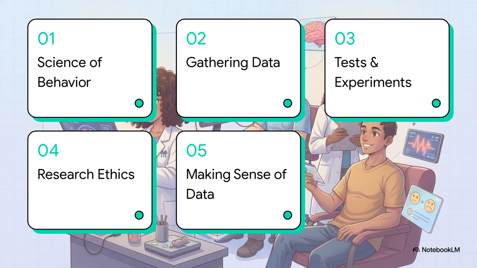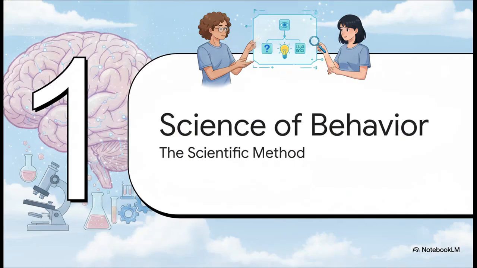To do this, we're going to unpack this chapter through 5 logical phases. First, the science of behavior, then methods of gathering data, moving on to tests and experimental methods, navigating the ethics of research, and finally, making sense of all that data. All right, let's jump right into Section 1, the science of behavior.